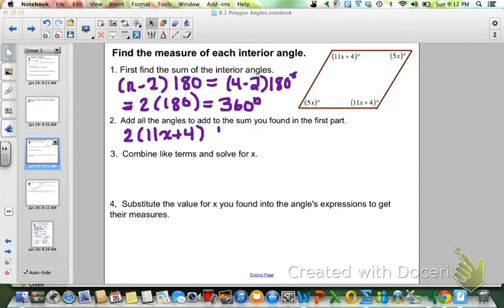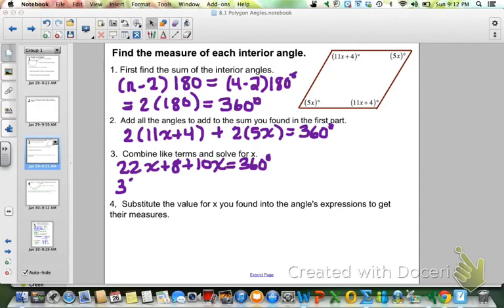I'm going to simplify this just by, instead of writing 11x plus 4 plus 11x plus 4, I have 2 of them, so I'll write 2 times 11x plus 4. I have 2 5x's, so I'll add those together to get 360. I'm distributing now in number 3 to finish solving that problem. So 22x plus 8 plus 10x equals 360. I will then combine my like terms to get 32x plus 8 equals 360.